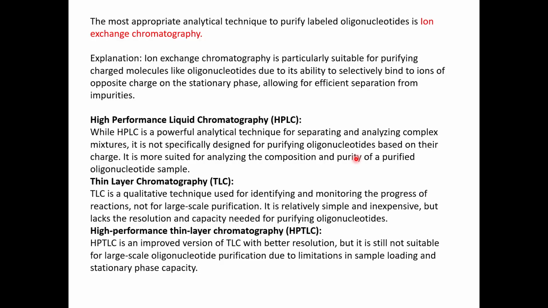Yeah. So then we have how to purify labeled oligonucleotides. The most appropriate analytical technique from the given options to purify labeled oligonucleotides is ion exchange chromatography. Ion exchange chromatography is particularly suitable for purifying charged molecules like oligonucleotides because it can selectively bind to ions of the opposite charge on a stationary phase. This allows for efficient separation from impurities.